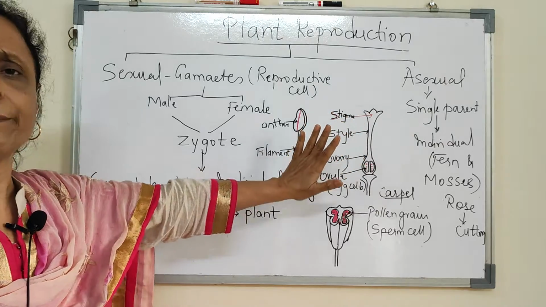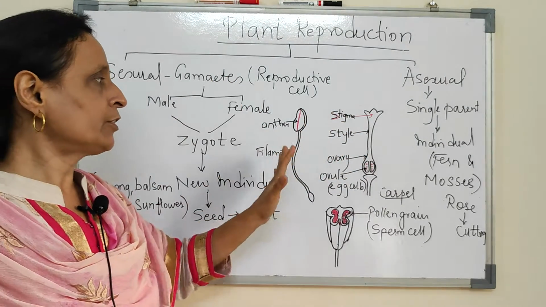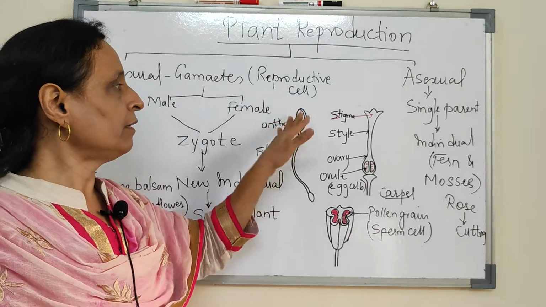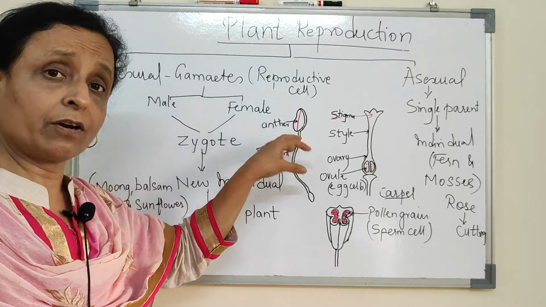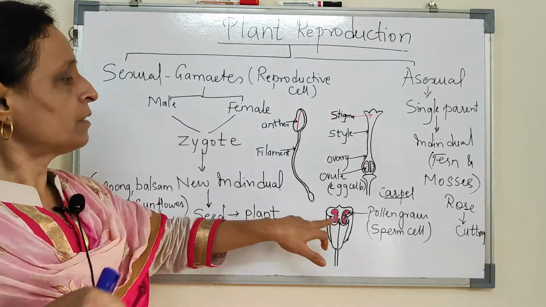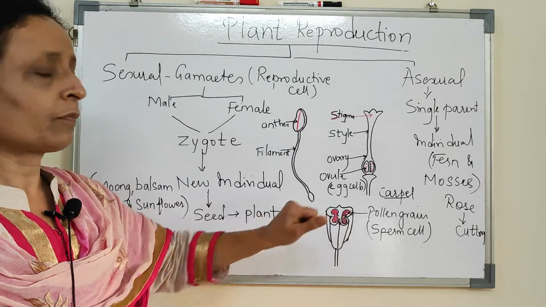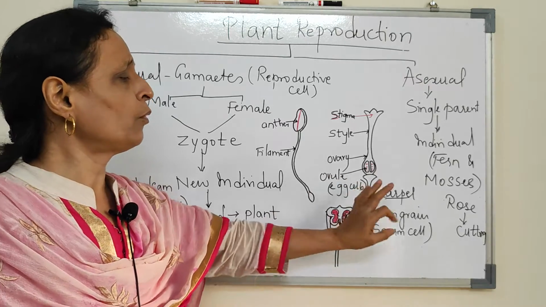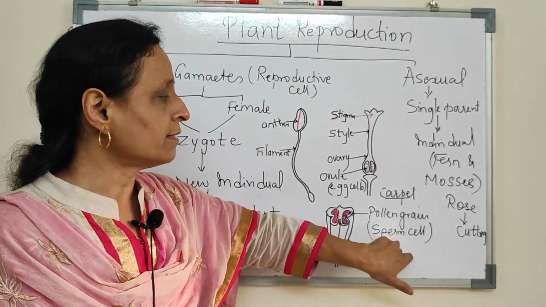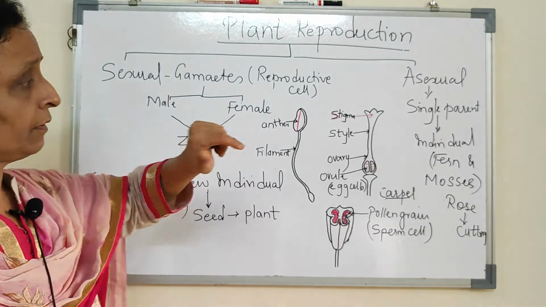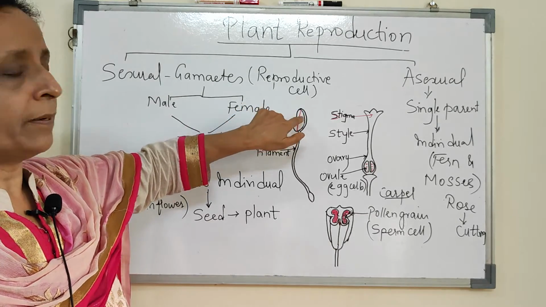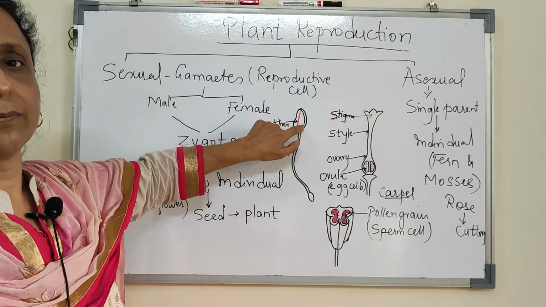But we have already studied pollination. You have studied the androecium, which has a slender filament, and on the filament there are anther lobes. What is there in the anther lobes? Pollen sacs. What is there in the pollen sacs? Pollen grains. Now, what are pollen grains? They are sperm cells. They are male gametes. This is a male reproductive cell.